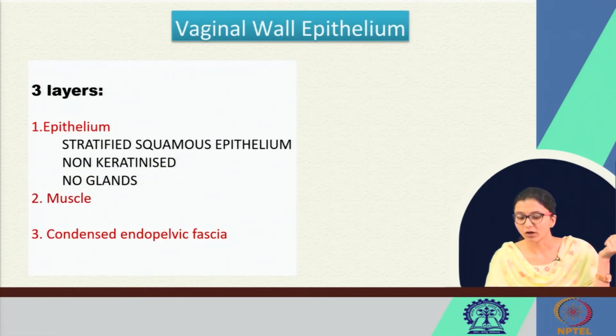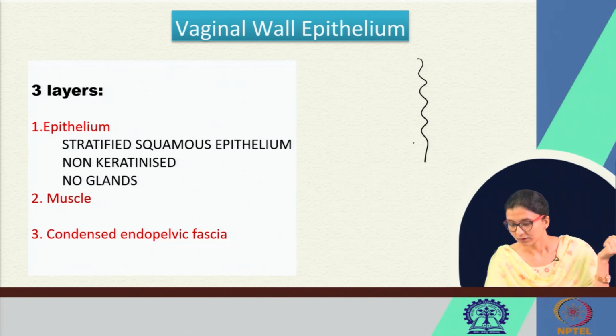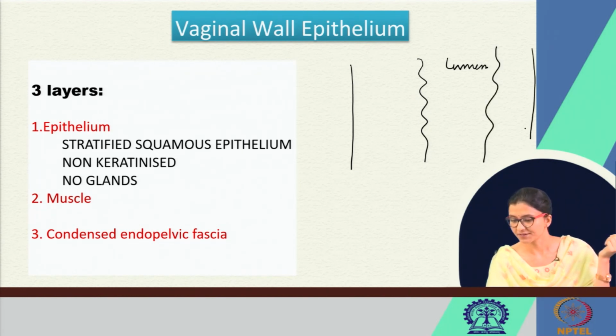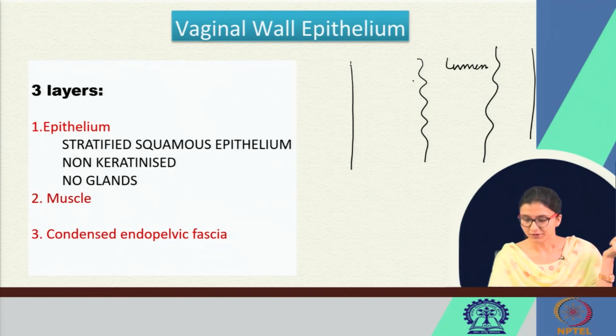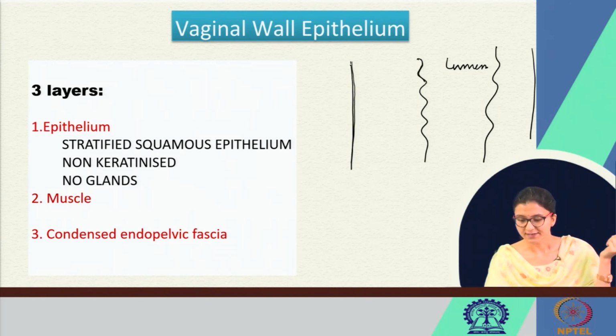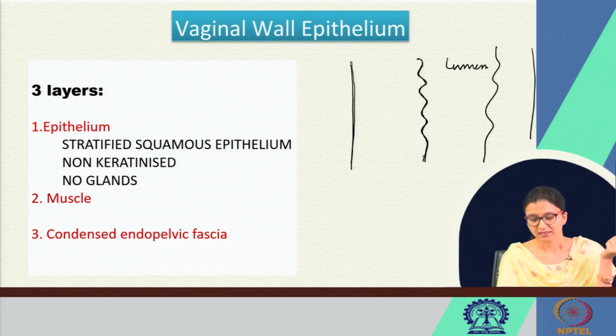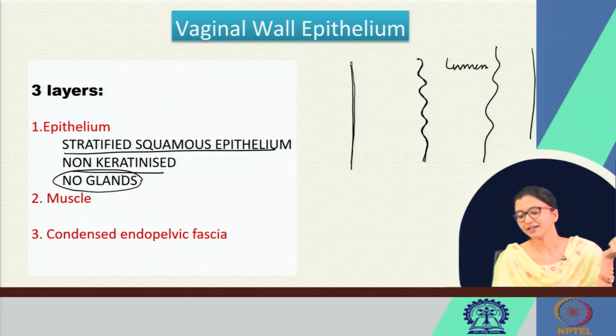Now coming to the vaginal wall epithelium. Now the vaginal wall, this is the vagina, one side, this is the lumen, then again the other side. This is a hollow cylindrical structure. So first is the epithelium, then the muscle and the condensed endopelvic fascia. What is this epithelium? Vaginal epithelium is stratified squamous epithelium, non-keratinized, and very importantly, it does not have any glands.